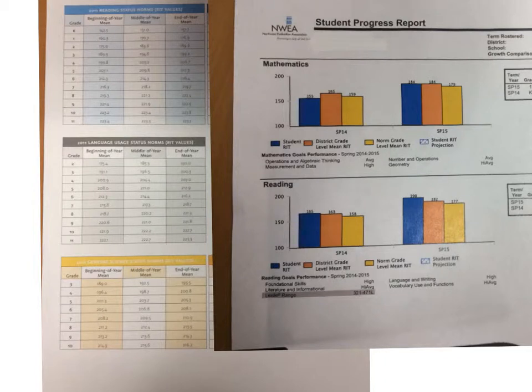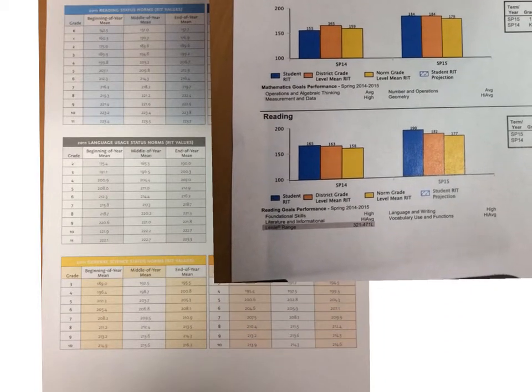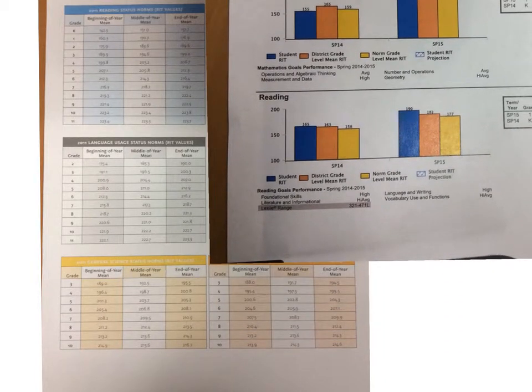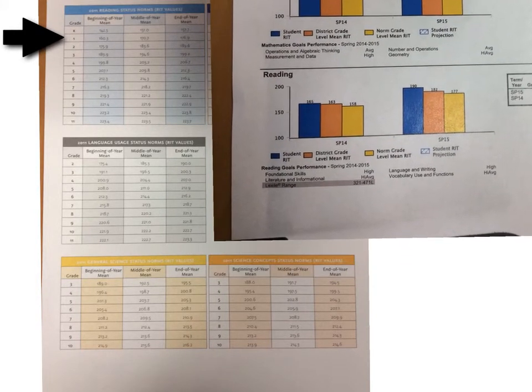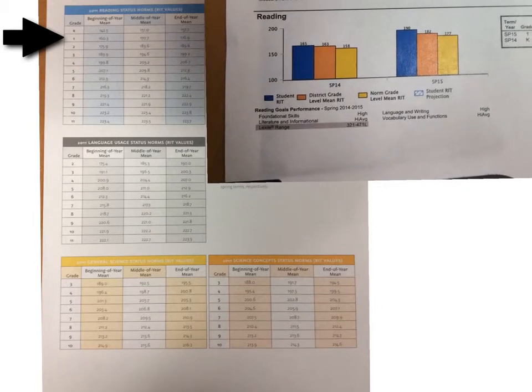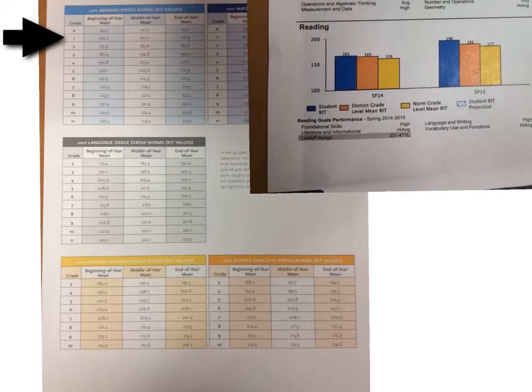Now we'll take a look at reading. So we're looking here on this side for kindergarten reading or first grade reading. That's on this side of the paper. And then reading scores are right here.